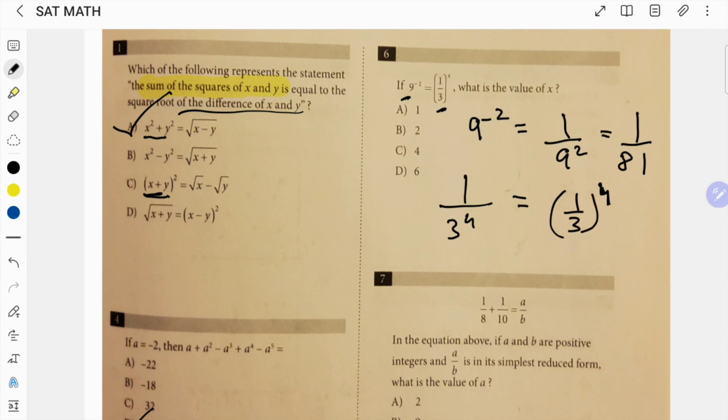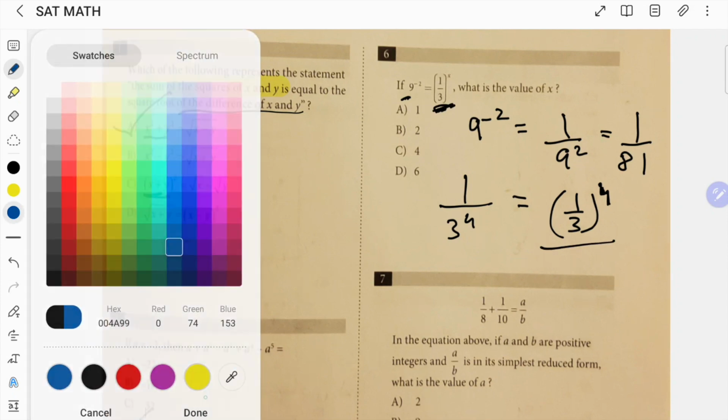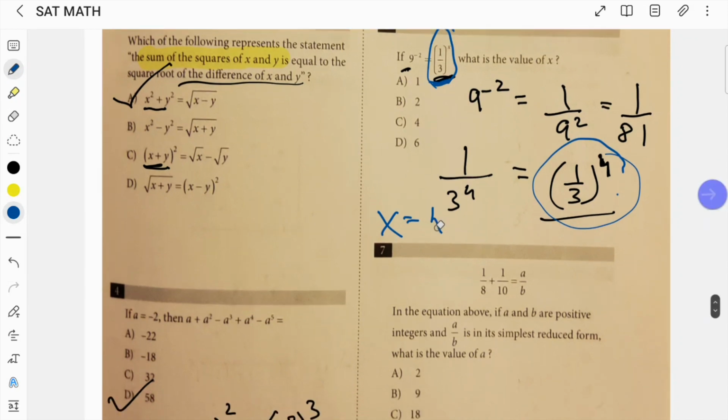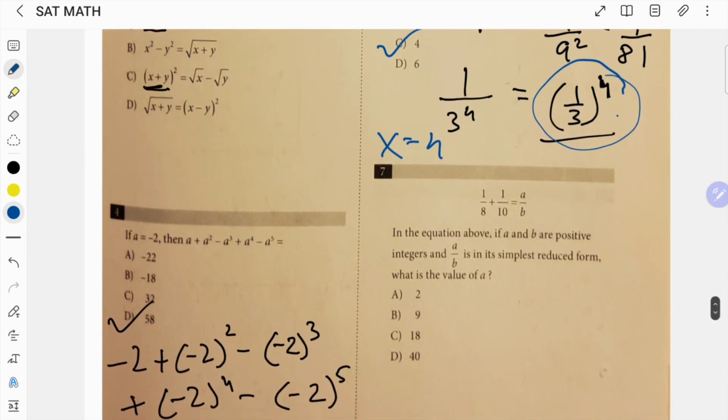Okay, once you compare this with this, you can see that this, which is 1 by 3 whole raised to x, is very similar to 1 by 3 the whole raised to 4. So here x is equal to 4. Once you compare these two fractions, you get x is equal to 4, which is option C, 4.